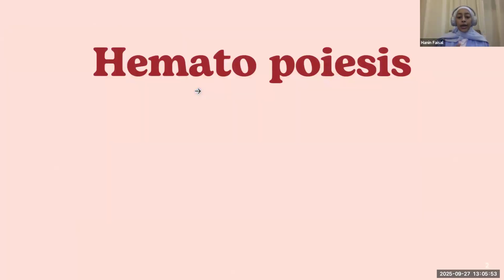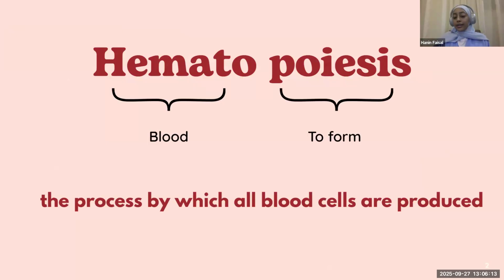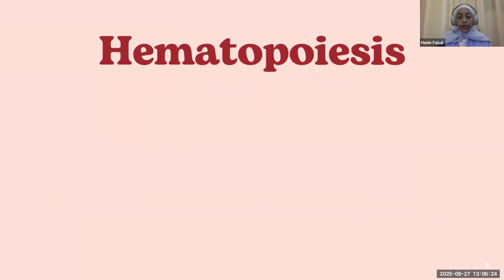First thing, let's break down the word hematopoiesis. What do you guys think hemato means? Yes, it means blood. So hemato itself is blood. Poiesis is basically forming, or basically the process of forming or making. So hematopoiesis is basically the process of forming those blood cells. Those blood cells can be neutrophils, eosinophils, white blood cells, any red blood cells, thrombocytes, or anything. So the process of forming those cells is called hematopoiesis.